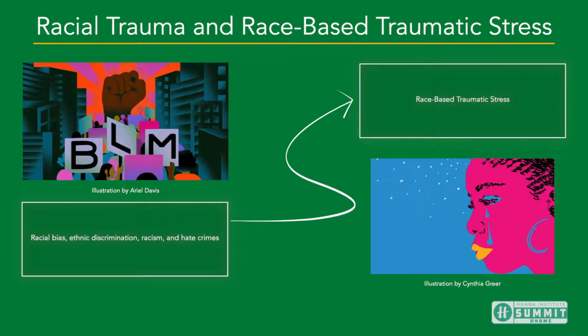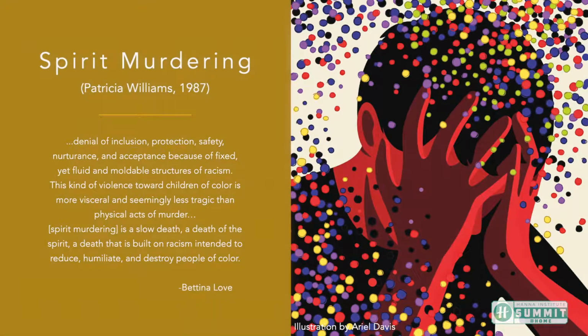There is magic to be had, though, because it decreases the more a person is able to define oneself by internal attributes and has a positive commitment to one's racial identity and cultural language. But that brings us to a second point, which is the concept of spirit murdering. Now, this is something that Patricia Williams introduced in 1987 and something that Bettina Love talks to probably the most succinctly. And so I'm just going to speak her words.